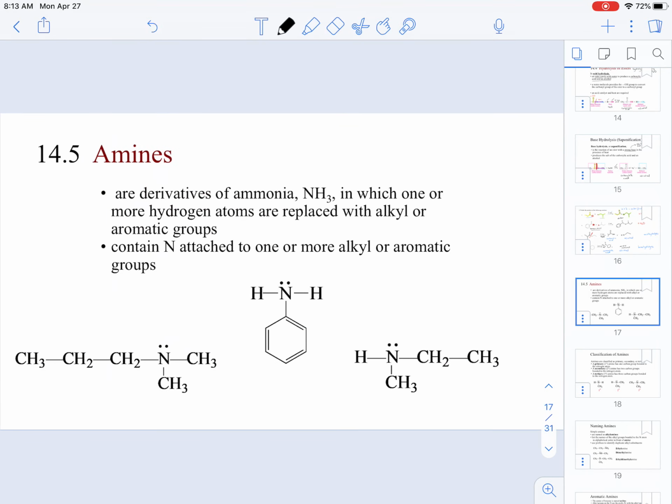Now let's talk about amines. Amines are a functional group in organic chemistry that is known to be derivatives of ammonia. Now, understand that when it comes to amines, we are going to have one or more of the hydrogens in ammonia being replaced by an alkyl group or an aromatic group. So, as you can see here, we have 3 different molecules that are examples of amines.